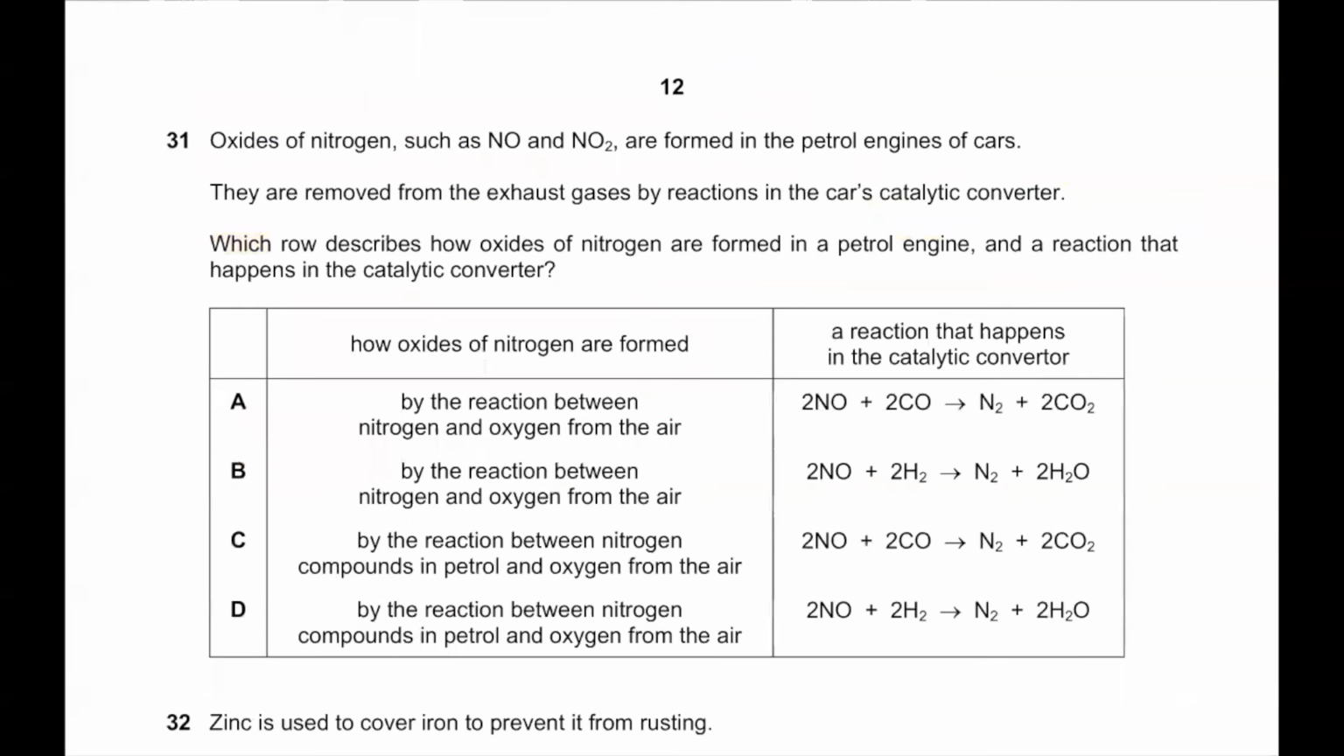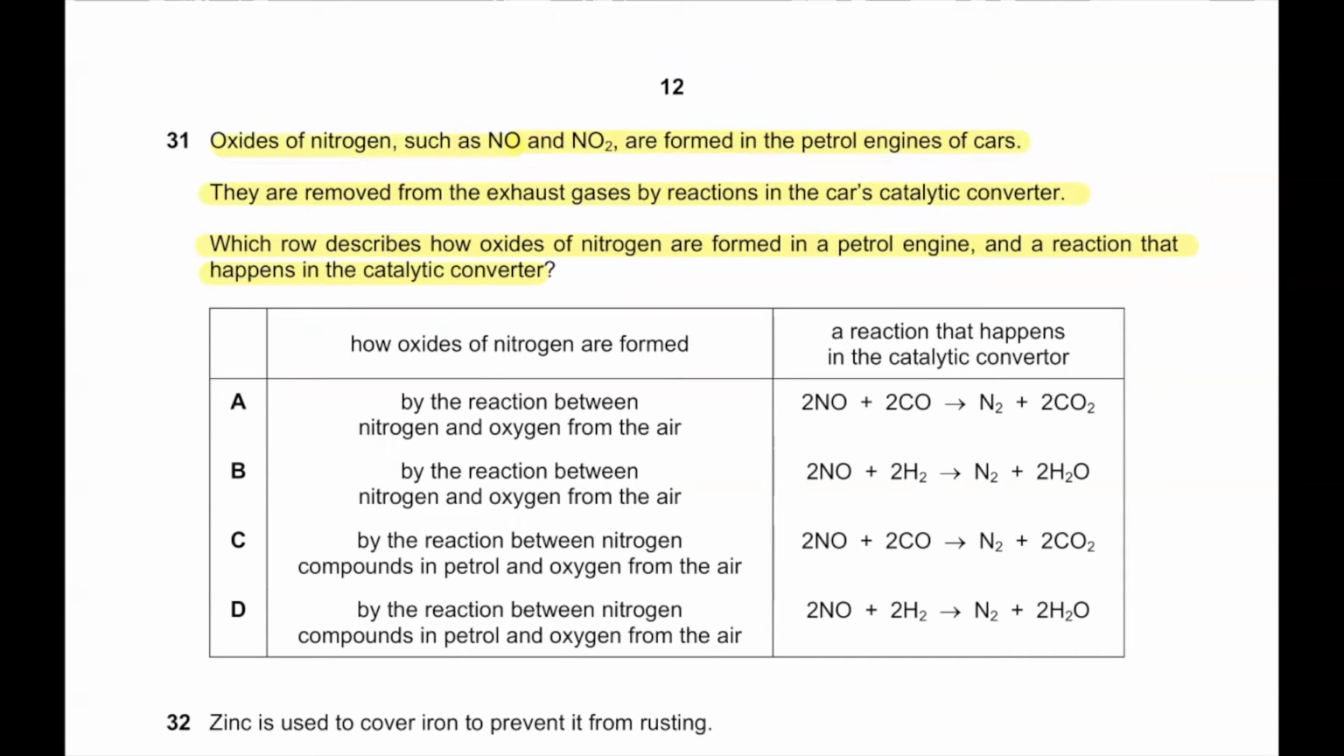Question number 31. Oxides of nitrogen such as NO and NO2 are formed in the petrol engines of cars. They are removed from the exhaust gases by reactions in the car's catalytic converter. Which row describes how oxides of nitrogen are formed in a petrol engine and a reaction that happens in the catalytic converter? Okay, so guys, oxides of nitrogen such as NO and NO2 are formed in the petrol engines all the time. What do we mean by that?